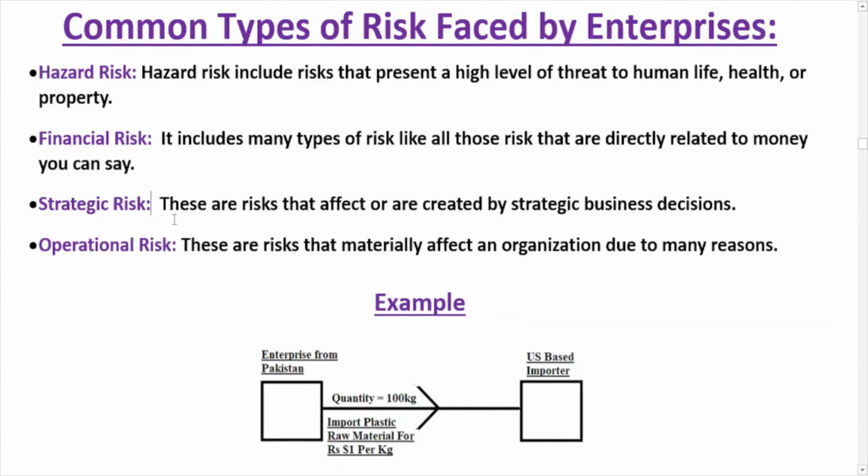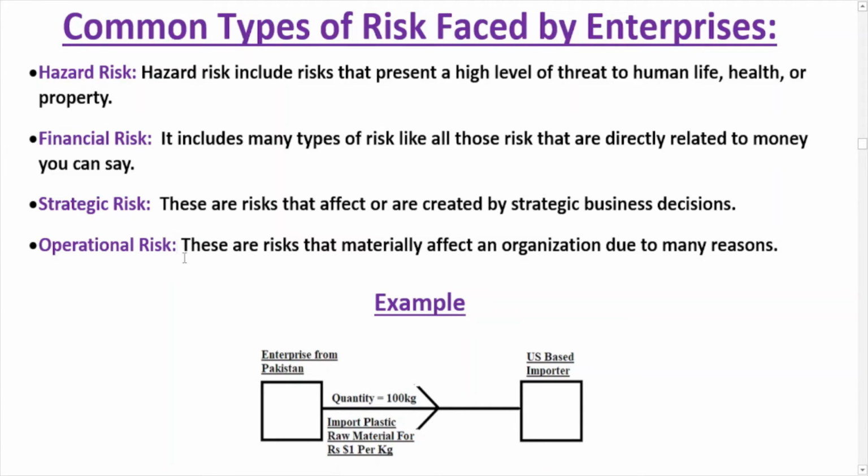Like let's suppose a US enterprise made a decision to expand its operation in China. Now let's suppose after 6 months of its expansion and establishment in China, due to bad government relations between America and China, that US enterprise needs to shut down their business in China. So this is the example of strategic risk, where a US based enterprise needs to make a strategic business decision by identifying and assessing all possible risk associated with their decision to expand its operation in China.